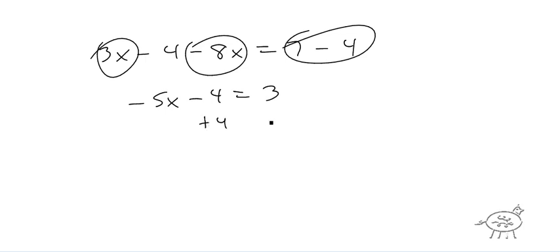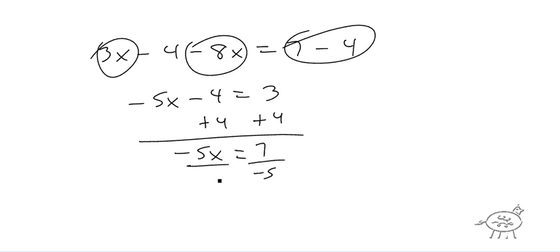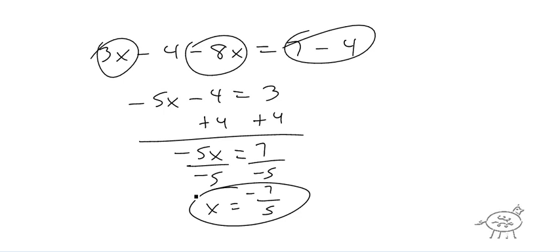So I get negative 5x equals 7, divide by negative 5, x equals negative 7/5. Remember to put that negative on top because that's where it belongs. You say negative 7/5. That's it, x equals negative 7/5. So pretty mellow. Okay, let's try another one.